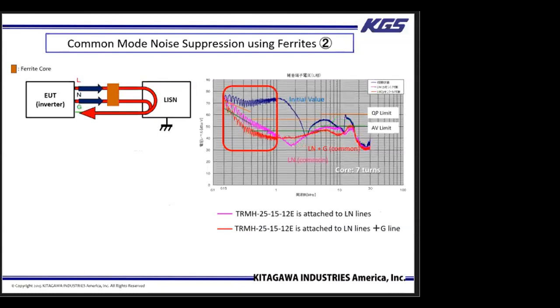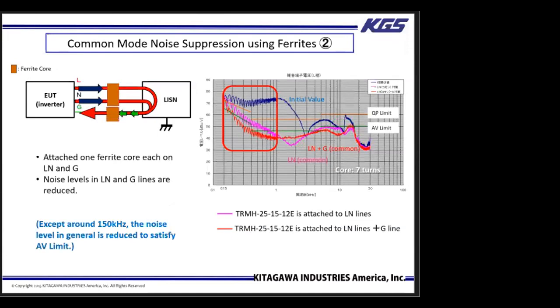Next, we place the ferrite on the L and N line and on the G line for the comparisons. As you can see, there is a dramatic reduction in noise from 200 kilohertz to 1 megahertz, and we are below the AV limited line. Only at about 150 kilohertz, there is still a noise issue, but above 1 megahertz, the noise has increased. This is because a ferrite is attached to the ground line.